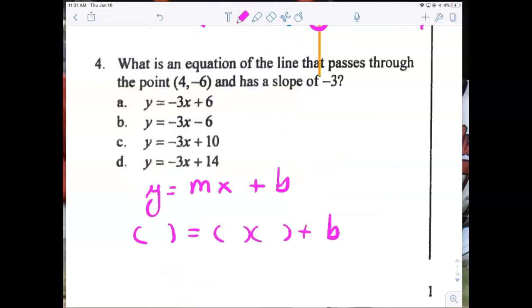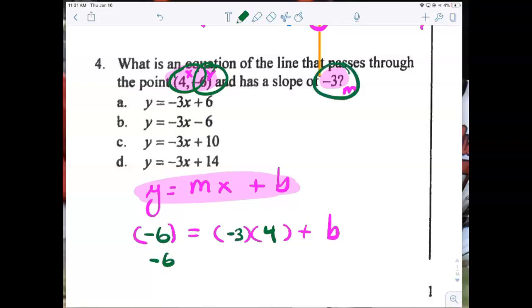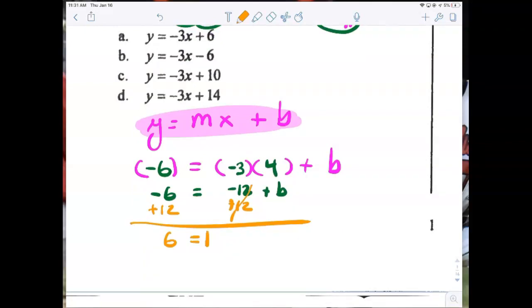Okay, you've seen a lot of questions like this on warm-ups throughout the year. The equation of a line that goes through the point (4, -6) and has a slope of -3. So they give you an x, they give you a y, and they give you an m. So the equation of a line is y equals mx plus b, and you're looking for the new b. We're trying to solve for b here. So they gave us an x, they gave us a y, and they gave us an m. So now I have -6 equals -12 plus b. To solve for b, I'll add 12 to both sides, and I have b equals +6.